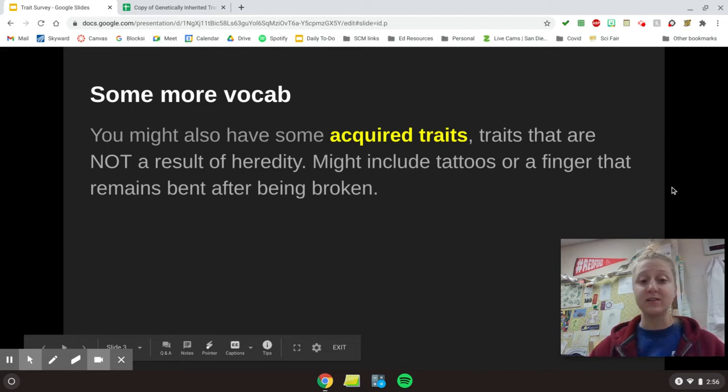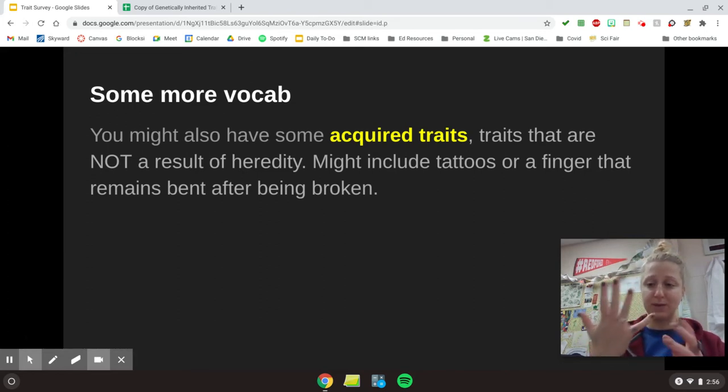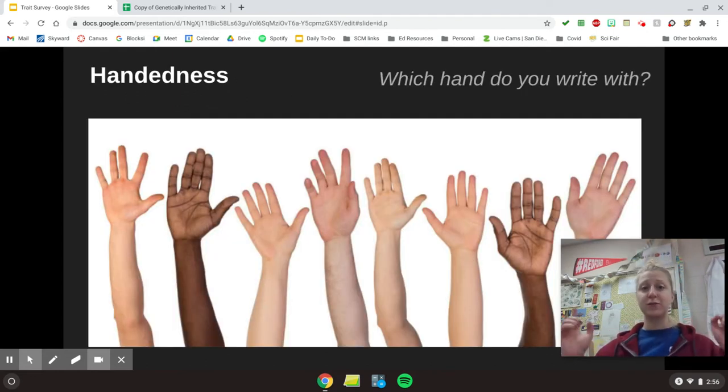The other example here is a finger. So if you ever break your pinky finger, sometimes it'll remain bent in a funny way. I have been lucky to not break any fingers, so I can't show you, but you probably know what I'm talking about. So anyway, today we want to focus on the inherited traits. So the first trait is handedness. It's an easy one. Which hand do you write with? Are you right-handed? Are you left-handed?